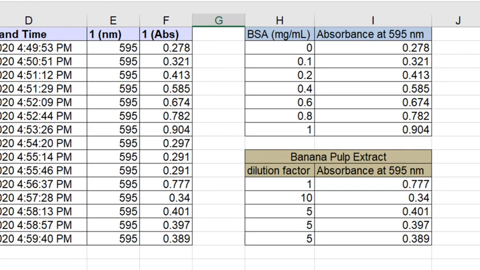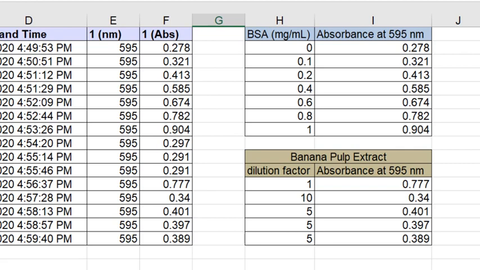So for our unknown sample, the banana pulp extract, we only have the absorbance values, and we want to use these absorbance values and the standard curve to figure out the protein concentration in the banana pulp extract.